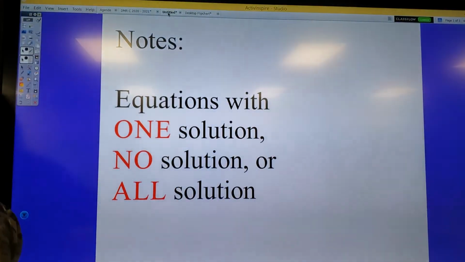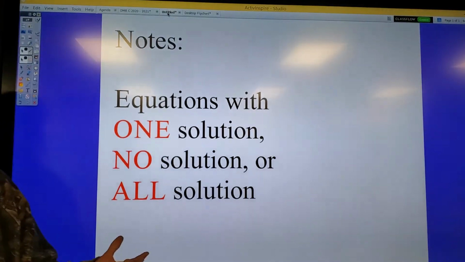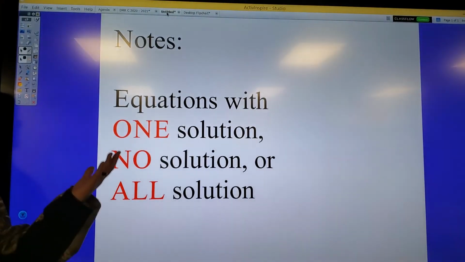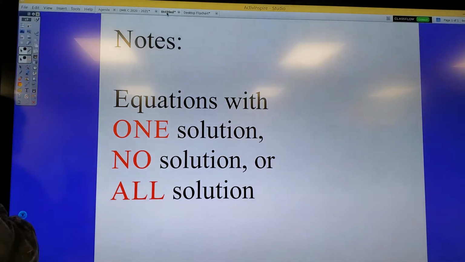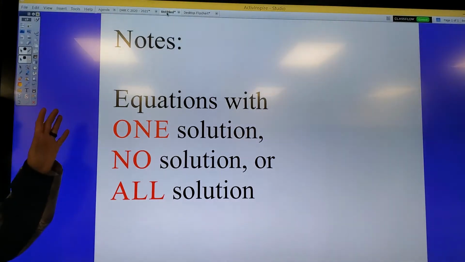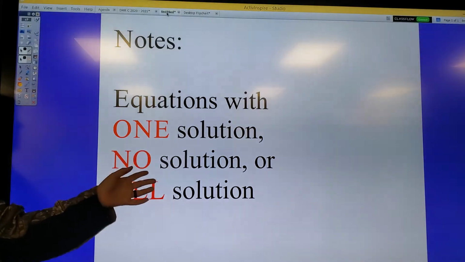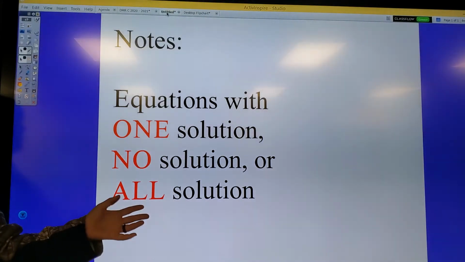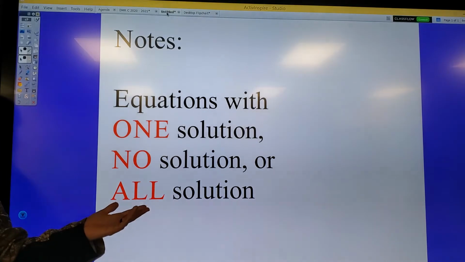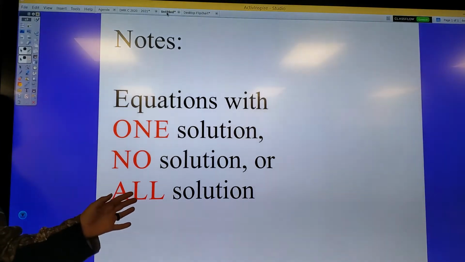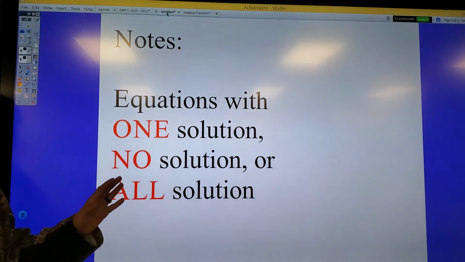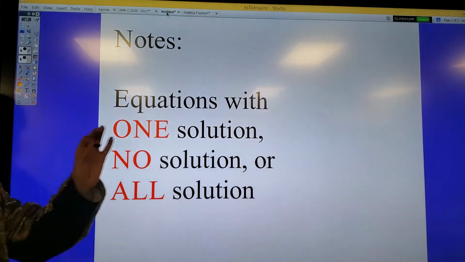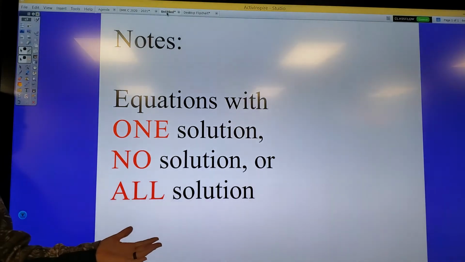Okay, so again, these equations are either going to have one solution, and that's what we're used to, equations with one solution, like m equals 2 or w equals 4, where the variable can only equal one number. Or it's possible that there is no solution, no number that we could use for the variable to make it work. Or it's possible that the equation has all solutions, meaning you could use any number you wanted to replace the variable, and the equation would work out.